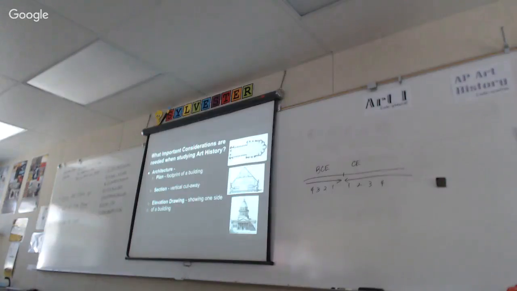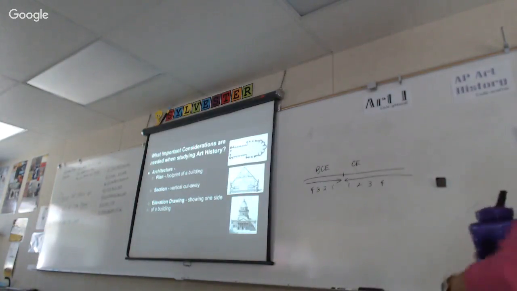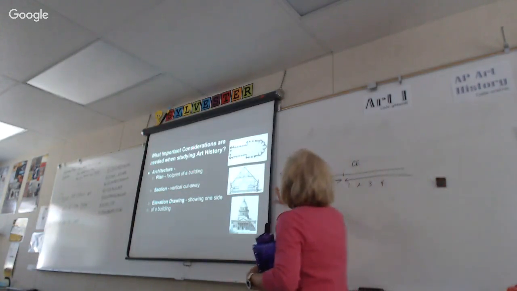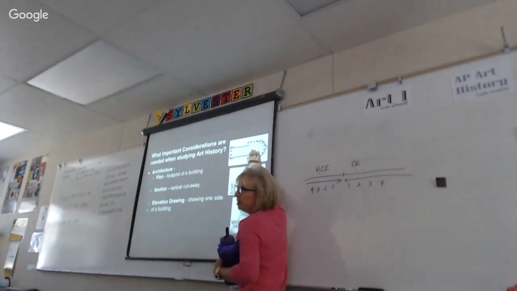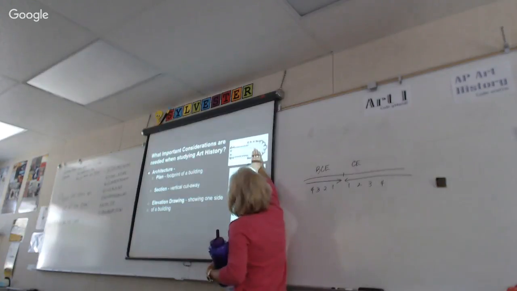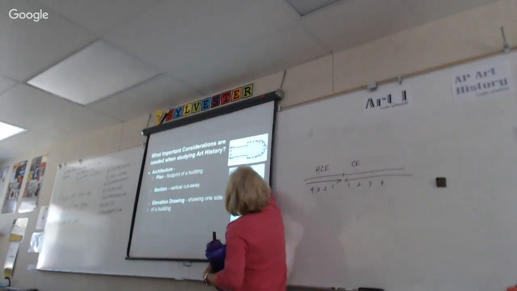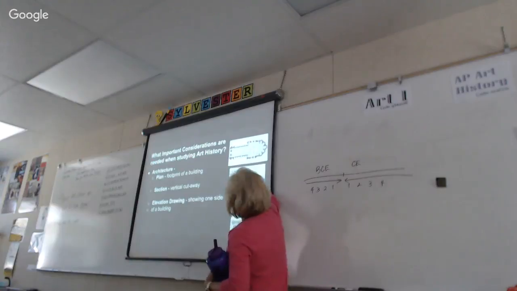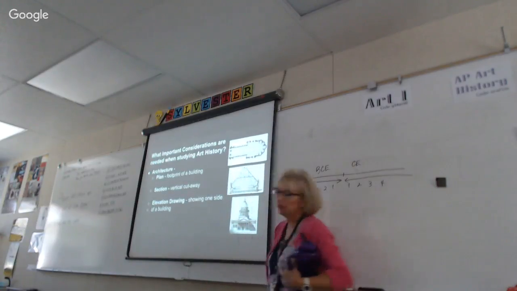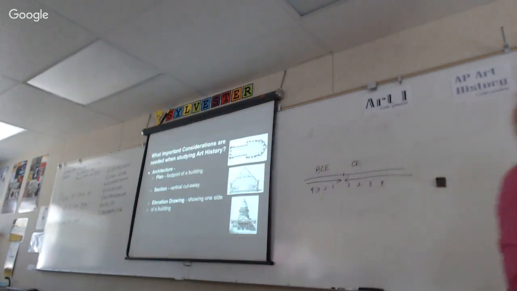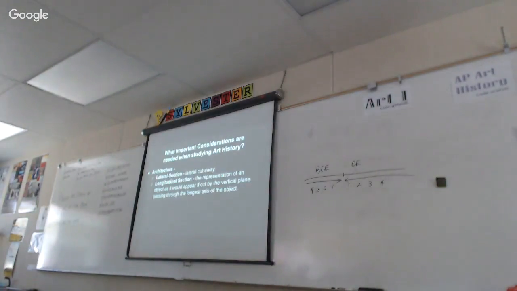And then architecture, really important. A lot of the pieces that you're going to have to know about, sometimes you'll get a question saying, what is this a footprint of? You're going to have to know it. Section is a vertical cutaway, and then another elevation drawing is showing one side of the building. This will be posted on Classroom, so at any time you need to look at some of these definitions, you will have them. So we kind of have looked at all of these.